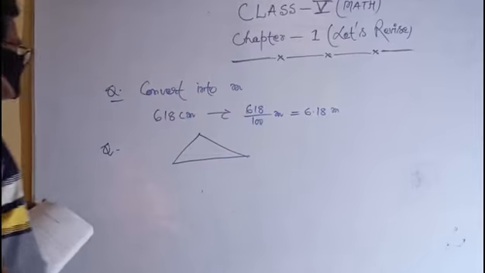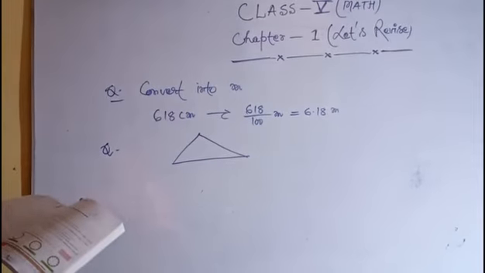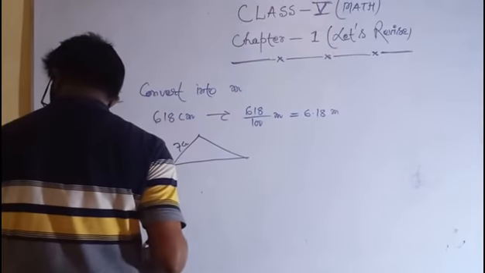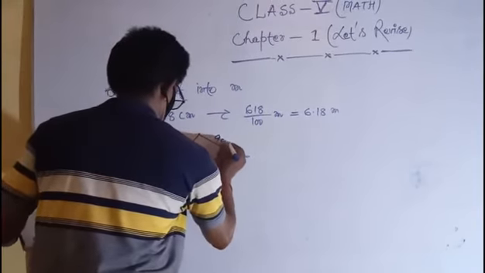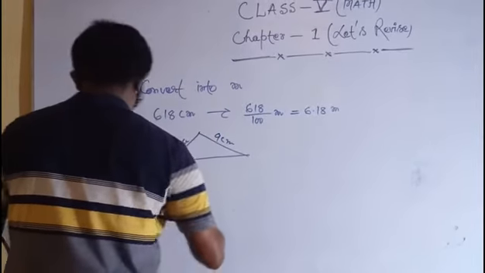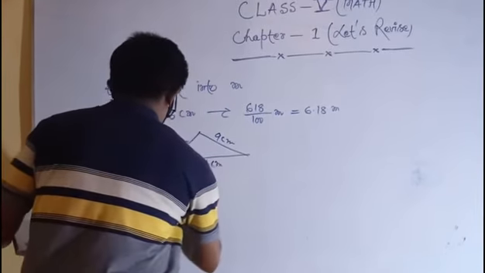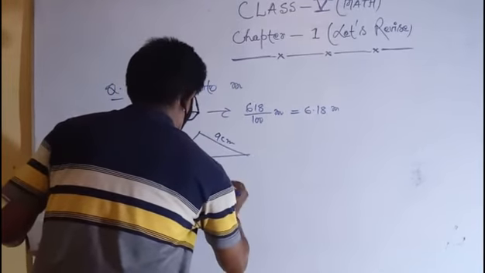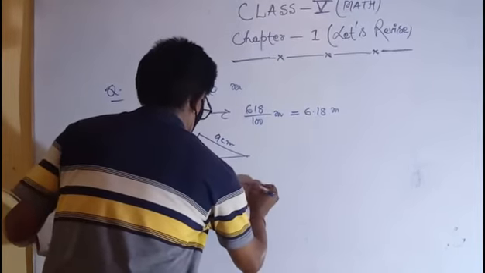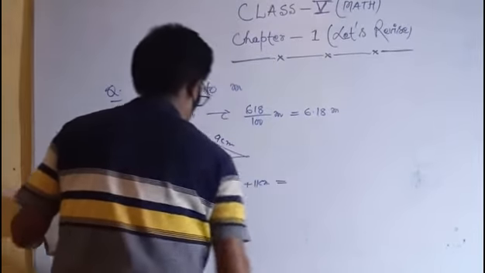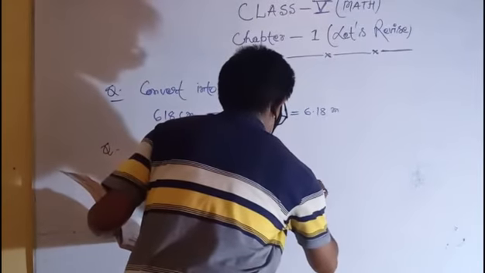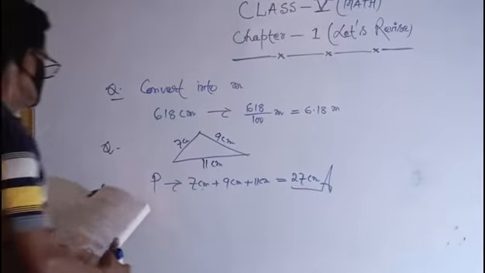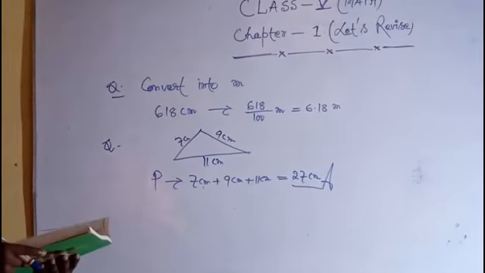You have to find the total perimeter of the given triangle. First side is 7 centimeter, second side is 9 centimeter, and third side is 11 centimeter. So perimeter equals 7 centimeter plus 9 centimeter plus 11 centimeter, that is equal to 27 centimeter. It is your answer.